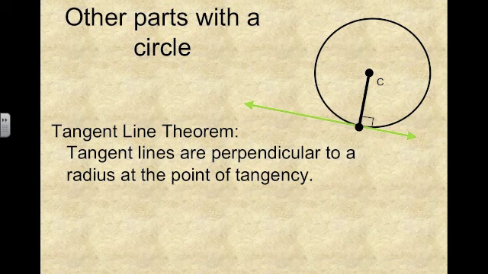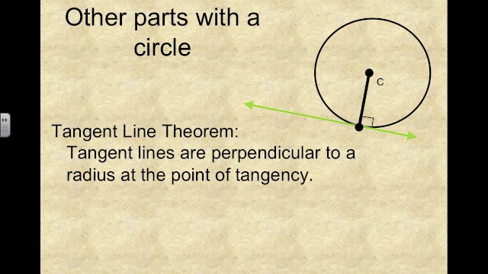Okay, now, tangent line theorem. Tangent lines are perpendicular to a radius at the point of tangency. So there's a radius that goes from C out to the circle right where that tangent line hits, and when that happens, it creates a 90-degree angle with the tangent line. A tangent line will always be perpendicular to the radius of a circle.